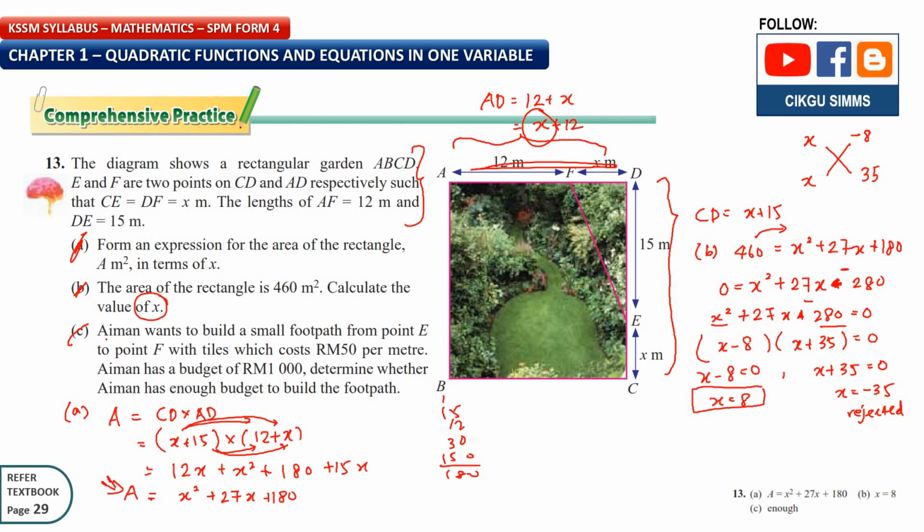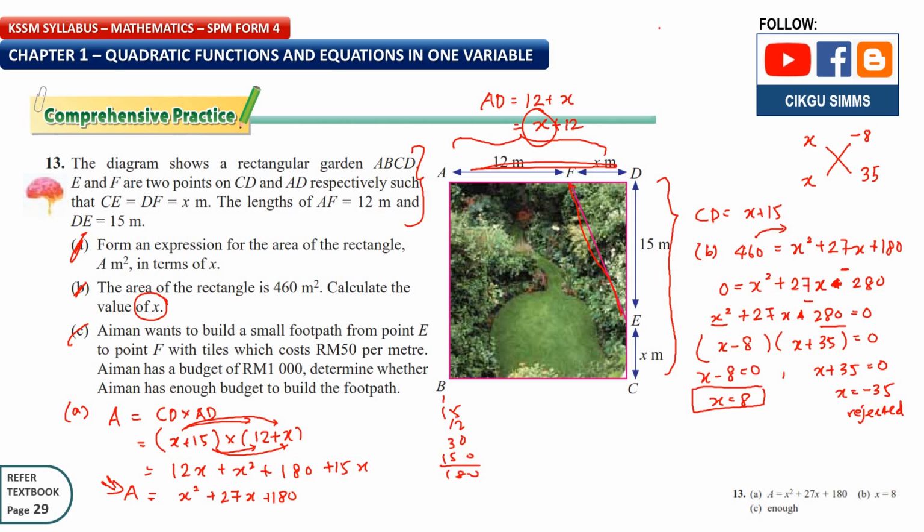So question C, Ayman wants to build a small footpath from point E to point F, with tiles which cost 50 per meter. And he has a budget of 1,000. Determine whether Ayman has enough budget to build a footpath. So you need to find the length of this footpath, right?